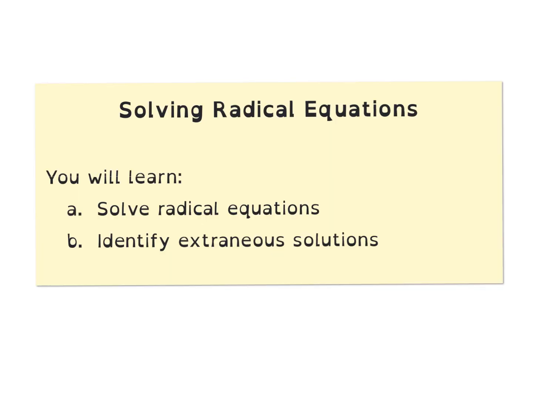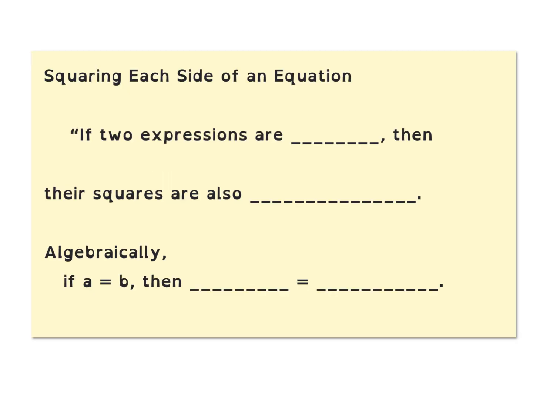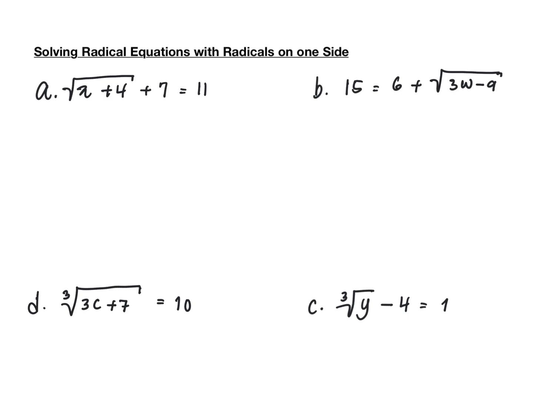Solving radical equations. What you will learn is first to solve radical equations and identify extraneous solutions. Squaring each side of an equation: if two expressions are equal, then their squares are also equal. Algebraically, let's say A is equal to B. If I square A, then B is also going to be squared. They are going to be equal in nature. That's what it means.